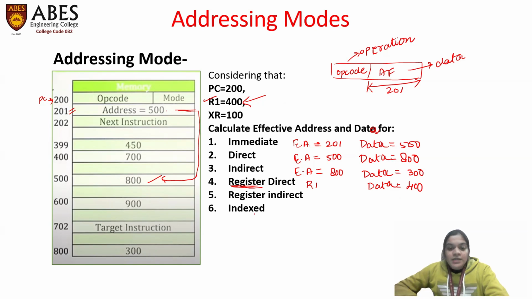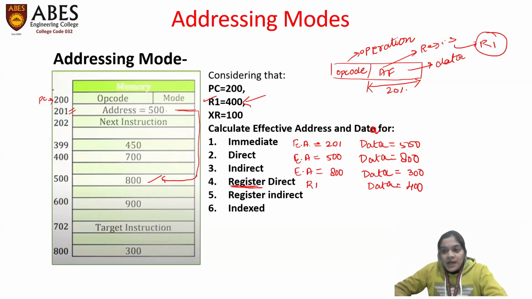In case of register direct, you need to remember the definition that the address field is considered as a register number and that register number stores the data. So in this scenario, the address field will be considered as a register number, and this register number over here is provided as R1, and that R1 register stores the value 400. So in case of register direct, your effective address is R1, data is 400.